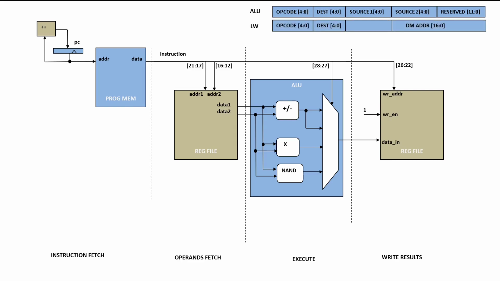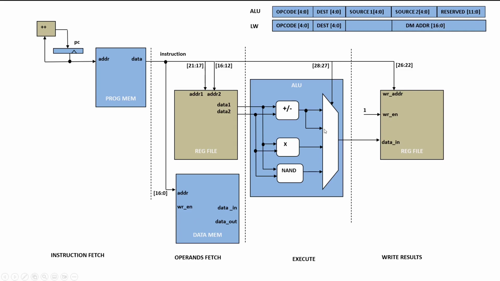Okay, now we want to support the load word instruction, and for that we have a data memory. And data memory, as we know, has these ports: address, write enable, data in, and data out. So we already know where to connect address. These lower bits are of the address. So from this address we'll get the data out, and we want to write that data in the reg file. But in our reg file we only have one write port.